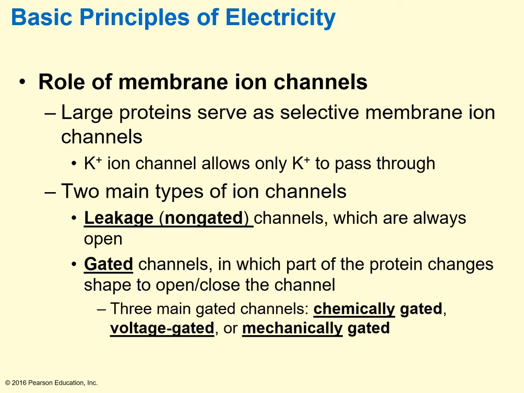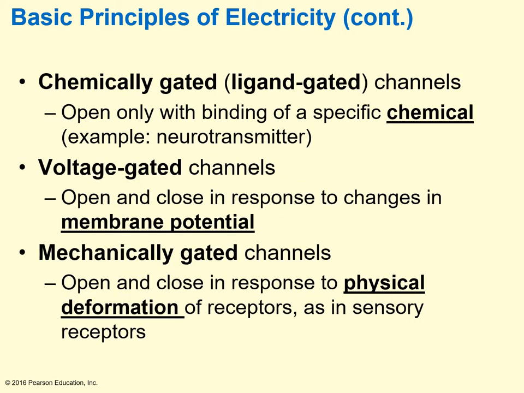If it's chemically gated, or ligand gated, that's a chemical. And that just means that the chemical has to bind to the gate, and that binding is what is going to trigger the gate to open or close. Voltage, it's going to respond to a change in charge, and mechanically, it's going to be a shape change.